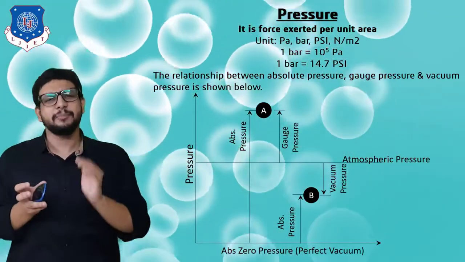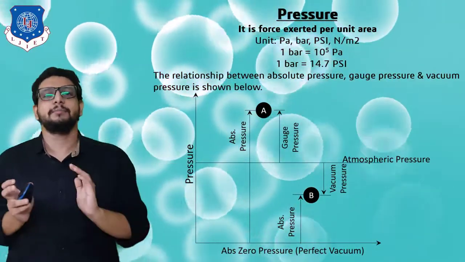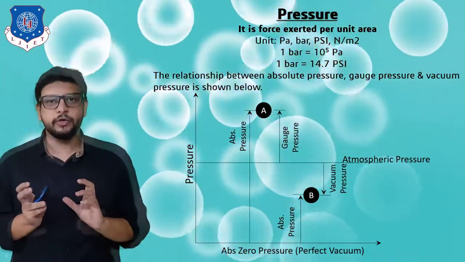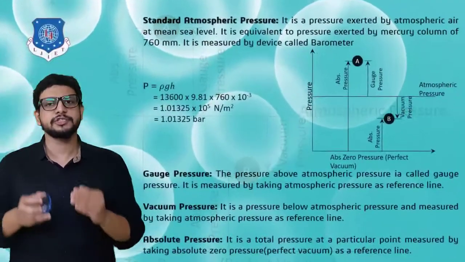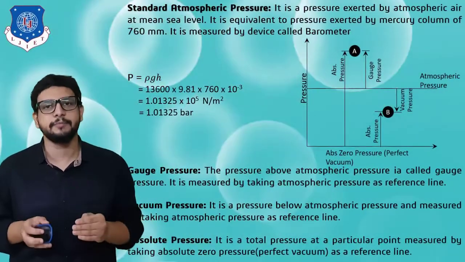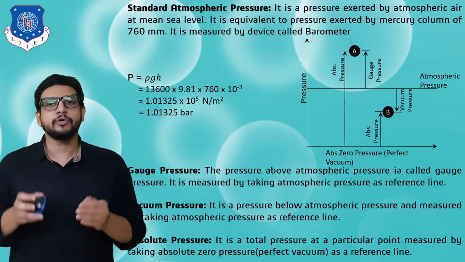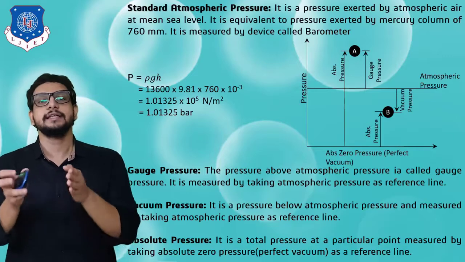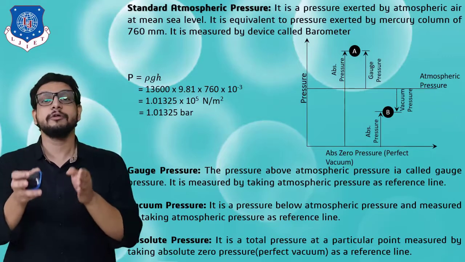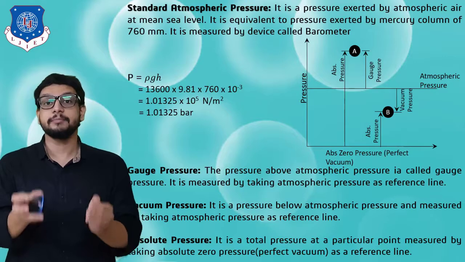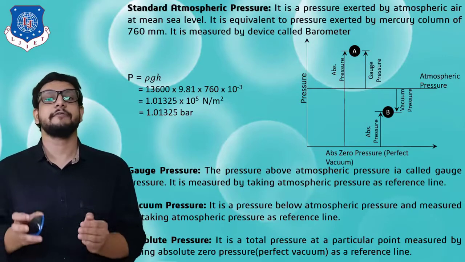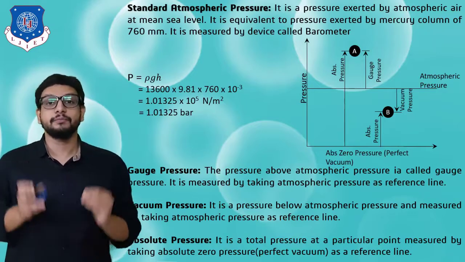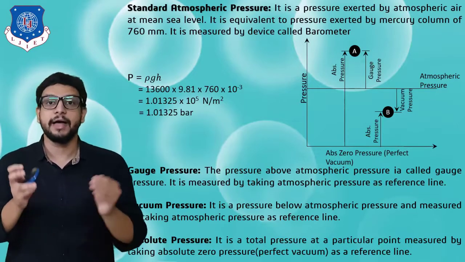So at an elevation, the pressure reduction is up to 0.98 bar, which means the pressure range is usually from 0.98 bar to 1 bar. Now let's see the definition of the first term, that is standard atmospheric pressure. As I have told, it is a pressure exerted by atmospheric air at mean sea level, and it is also considered equivalent to a pressure exerted by a mercury column of 760 mm. The device which is used to measure atmospheric pressure is the barometer.